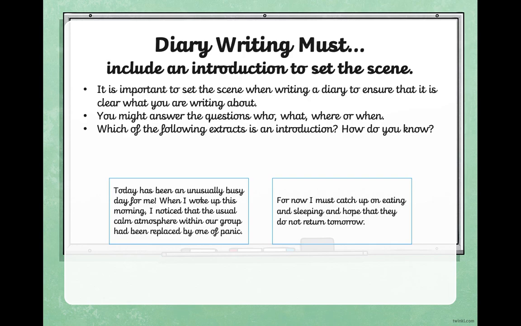So our first one. Today has been an unusually busy day for me. When I woke up this morning, I noticed the usual calm atmosphere within our group had been replaced by one of panic. Our second one. For now, I must catch up on eating and sleeping and hope they do not return tomorrow. Which one of those sounds like an introduction?